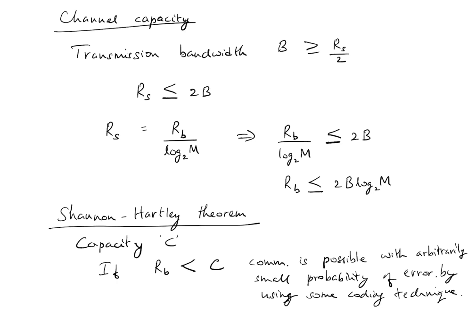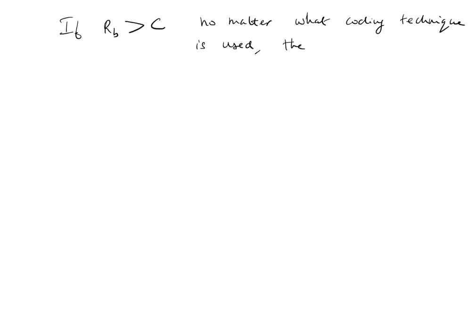However, if the bit rate exceeds this capacity C of the communication channel, if RB exceeds C, no matter what coding technique is used, the error probability will not be small.